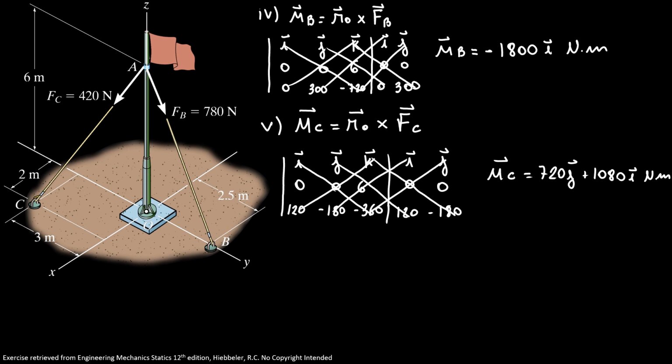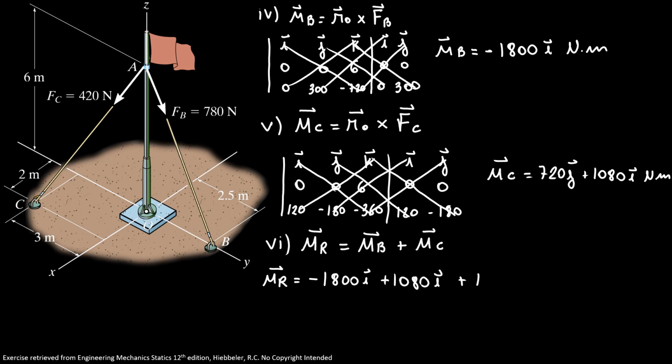So now I have both moments, that moment that force B produced about O and the moment that force C produced about O. Now, to finalize our exercise, we're going to find the resultant moment is equal the sum of moment B plus moment C. So my resultant moment is equal minus 1800i plus 1080i plus 720j. So my moment expressed in Cartesian vector is minus 720i plus 720j newton meters.